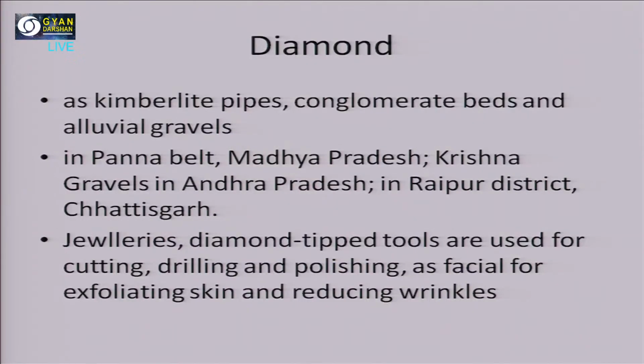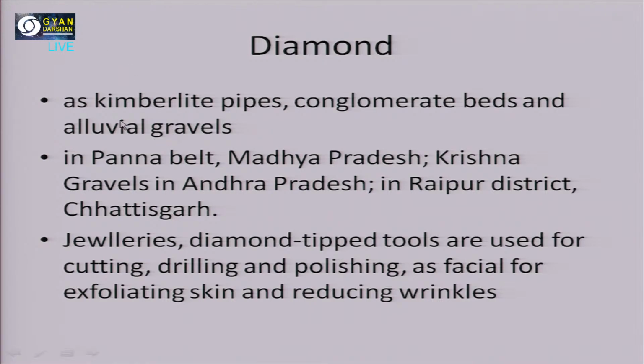Now we come to diamond. Once we hear the name of diamond, again one thing comes into our mind, that it is used in making jewelry, ornaments. So there is another important property of diamond, that is it is very hard. So diamond tipped tools are used in cutting and drilling, polishing, and nowadays diamond facial is also used for exfoliating the skin, and they are also helpful in removal of wrinkles from the skin.